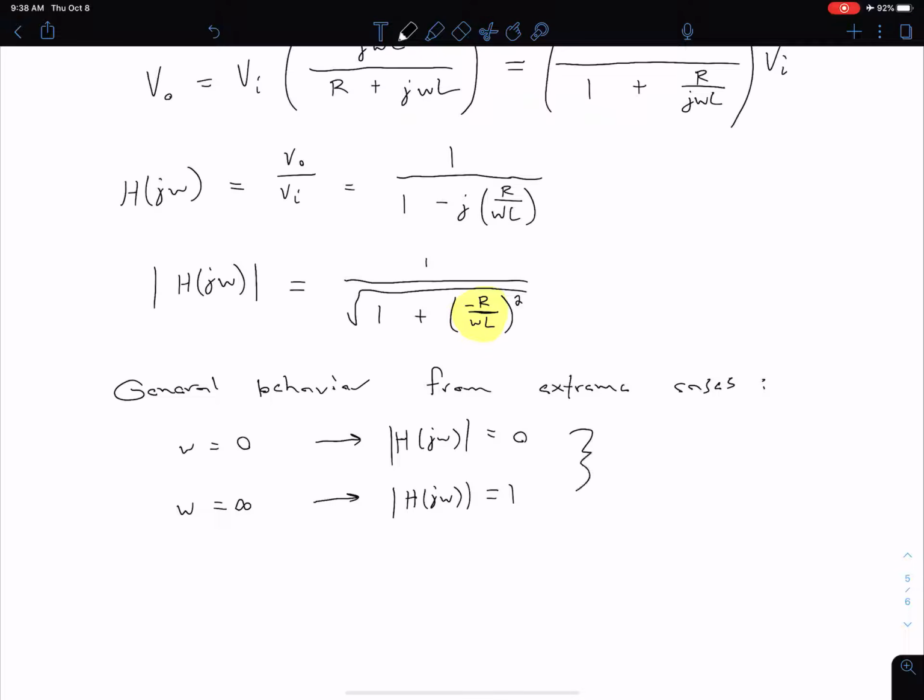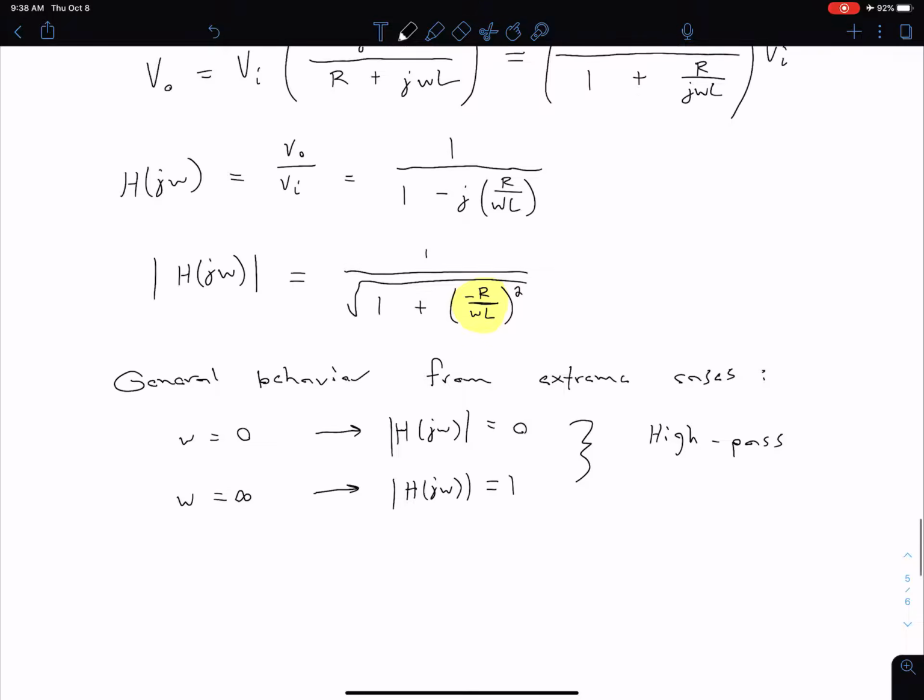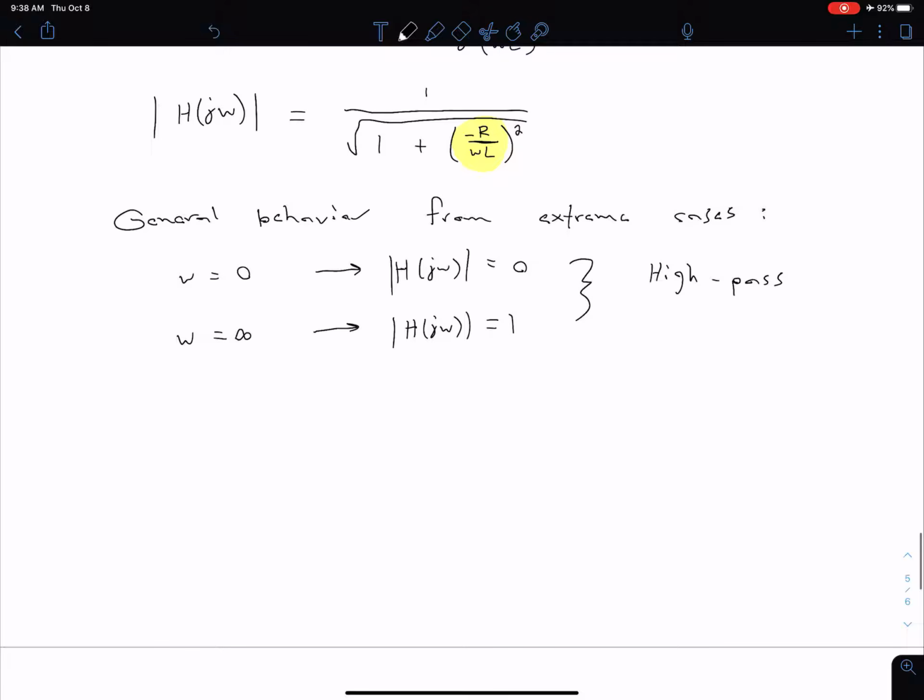So this basic behavior we know is behavior for a high pass filter. Higher frequencies are allowed to pass through. They get multiplied by 1 from our transfer function. Lower frequencies get multiplied by 0, so they do not get passed. So now what we want to do is find our cutoff frequency, similar to how we did previously.